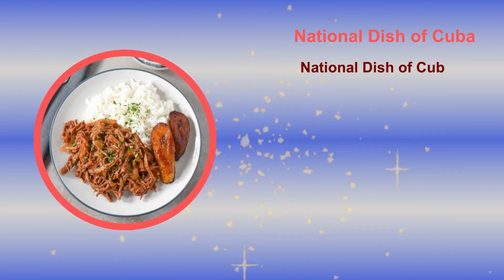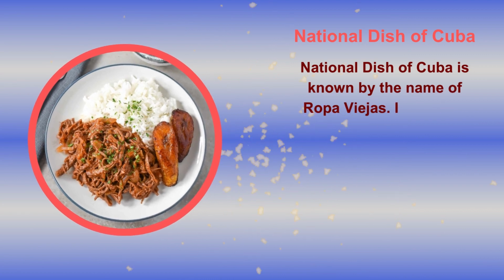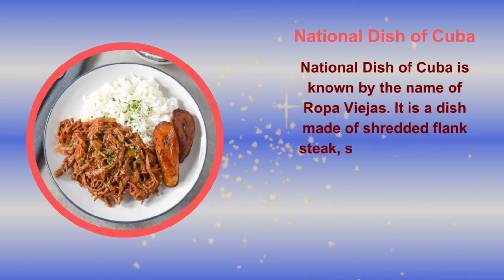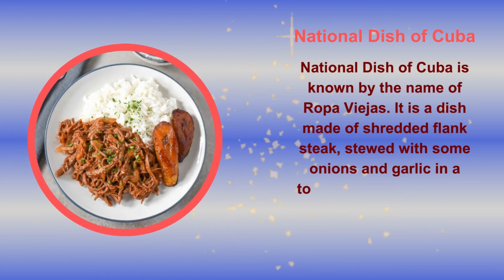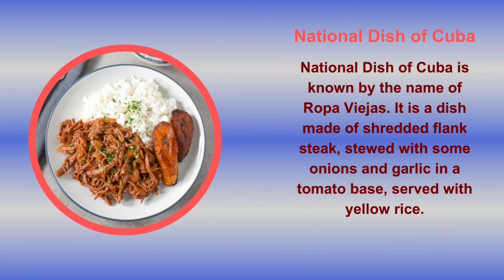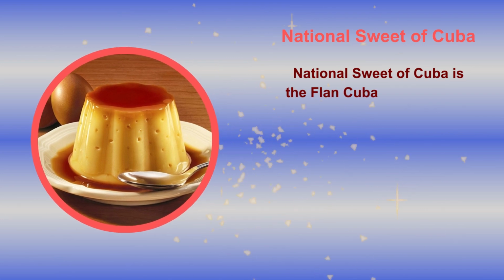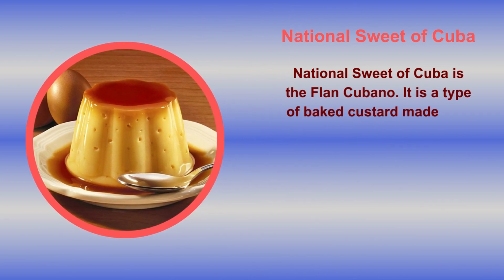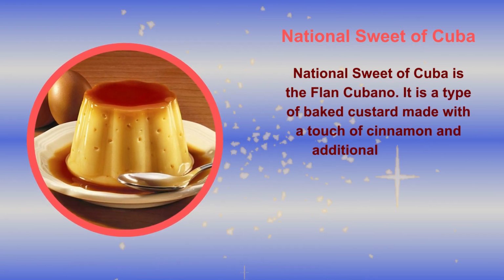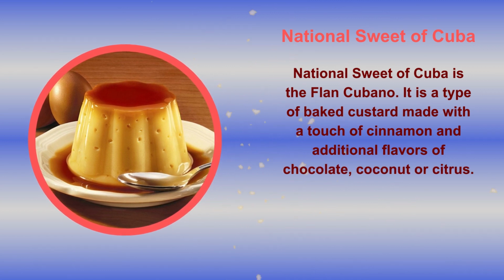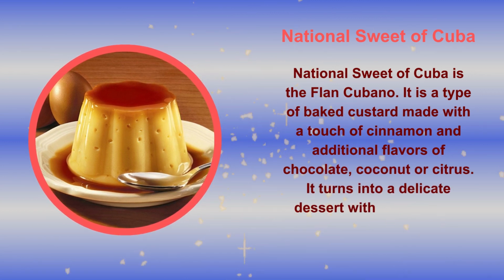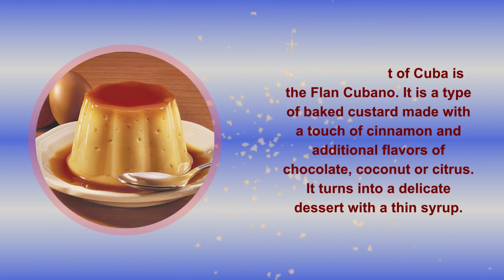The national dish of Cuba is known by the name of ropa vieja. It is a dish made of shredded flank steak, stewed with onions and garlic in a tomato base, served with yellow rice. The national sweet of Cuba is the flan cubano. It is a type of baked custard made with a touch of cinnamon and additional flavors of chocolate, coconut, or citrus. It turns into a delicate dessert with a thin syrup.